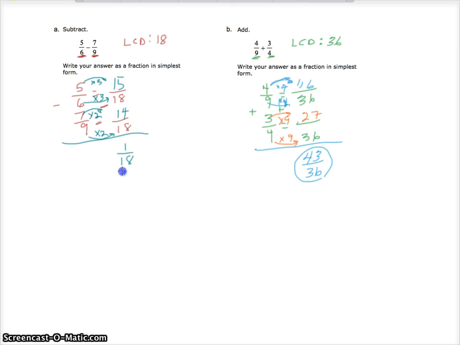So remember, find your common denominator, convert the fractions to the common denominator, add or subtract, and move on. Please answer any questions that we did not complete on the front page.